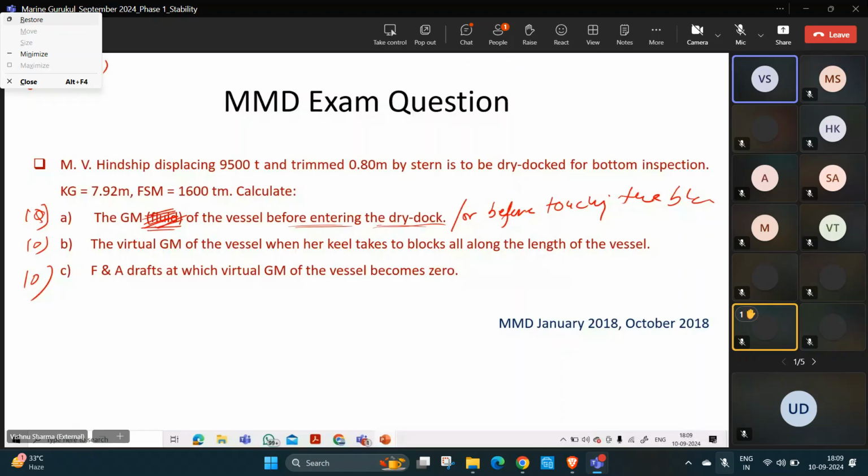Guys, 0.895, anybody still getting it? Please let me know. I'll wait, and if I'm not hearing from anybody, then we continue. Those of you who have done part A, can you please do the virtual GM of the vessel when her keel takes to the blocks all along the length of the vessel? You know what is the meaning of this expression? Please calculate and give me the answer to part 2.